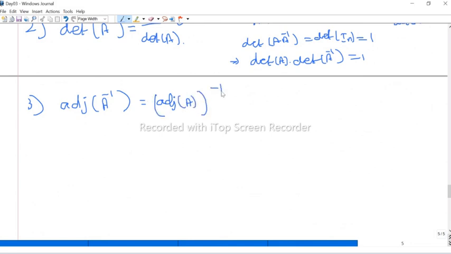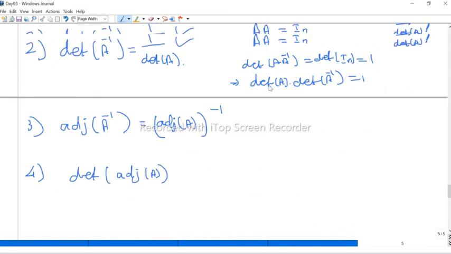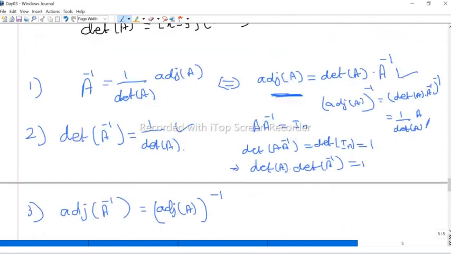These properties are very useful to solve some problems. So now we find adjoint of A inverse equals adjoint of A whole inverse. Now another property: suppose I assume that A is invertible, what is the determinant of adjoint of the matrix A? We know the adjoint of A formula, so adjoint of A is nothing but this thing.